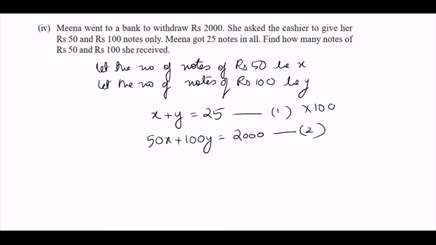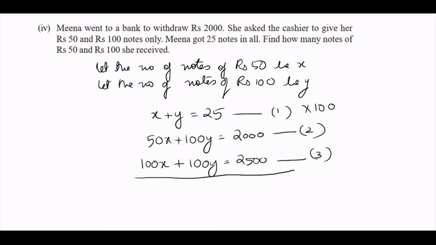So when you multiply the first equation by 100, you get 100x plus 100y is equal to 2500. So let this be the third equation. Now you can see the coefficient of the y variable is the same. So when you subtract these equations, you will get a linear equation in x variable. So subtract the second equation from the third equation.